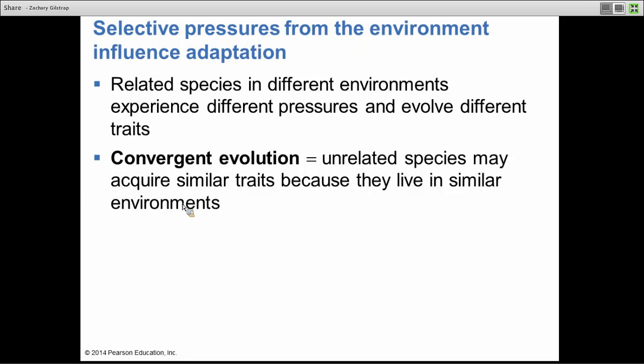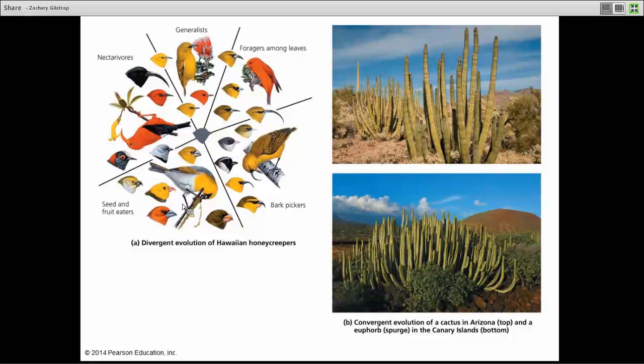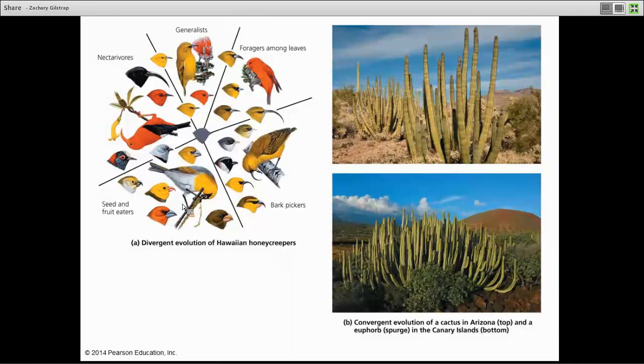Environments change over time, and traits that produce success at one time or location may not be able to do so at another. In this example, we have the divergent evolution of honeycreepers, an example we just talked about. In some environments, a short or longer beak may be favored and allow for divergent evolution of a single species. However, on the right, we have an example of convergent evolution, where two different cacti species that have never come in contact with one another evolve in different locations, independent of one another.